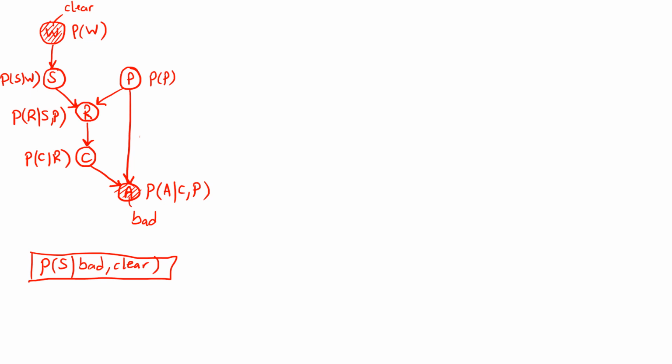If you remember, in inference by enumeration, we have to first join everything and then eliminate all the hidden variables. First, what is the query variable? What are the evidence variables? And what are the hidden variables here? Given that I want to infer P of S given bad and clear, what is the query, what is the evidence, and what are the hidden variables?